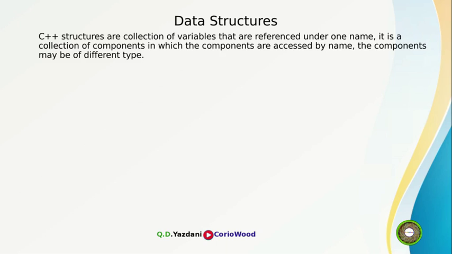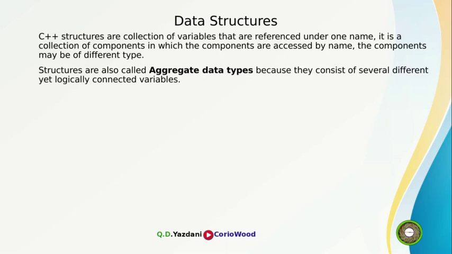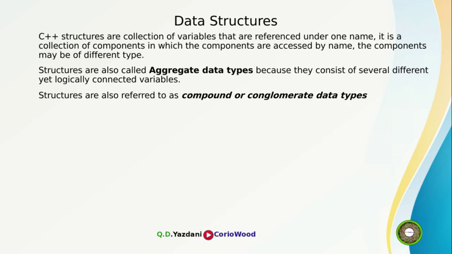C++ structures are a collection of variables that are referenced under one name. It is a collection of components in which the components are accessed by name. The components may be of different types. Structures are also called aggregate data types because they consist of several different yet logically connected variables. Structures are also referred to as compound or conglomerate data types.